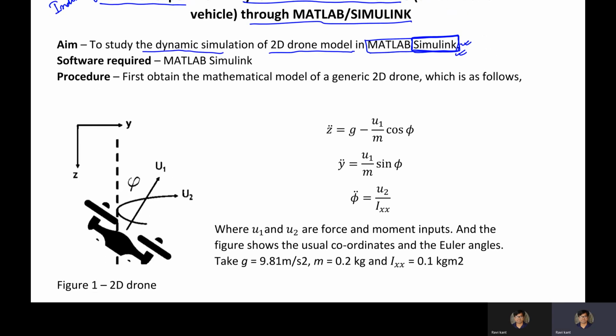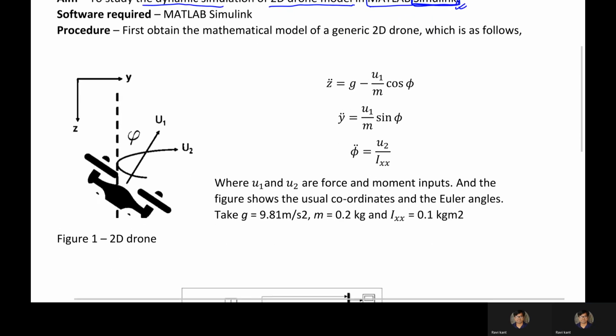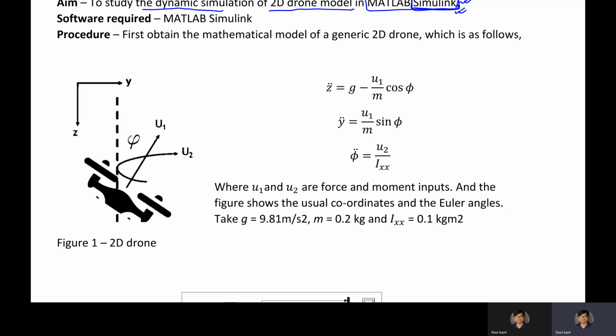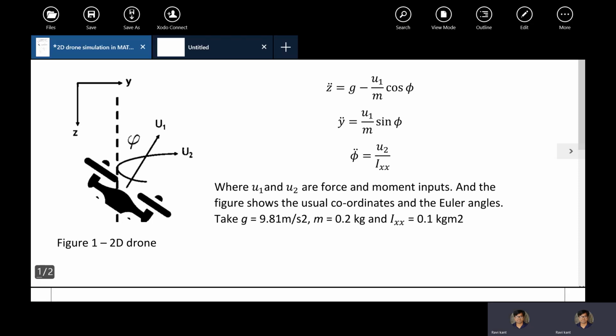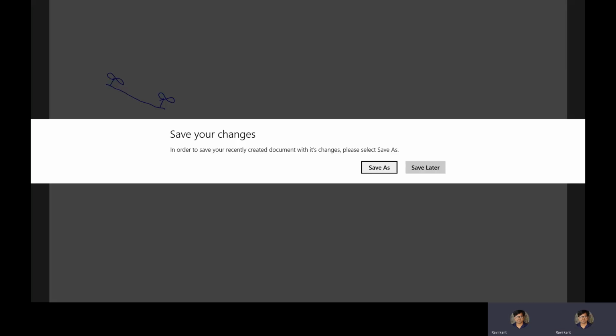In this particular experiment, we are going to do the dynamic simulation. What do you mean by dynamic simulation? Let's suppose you have a quadcopter and it has propellers. Let's suppose it has four propellers, but in this particular study, we are going to take up the two-dimensional case.